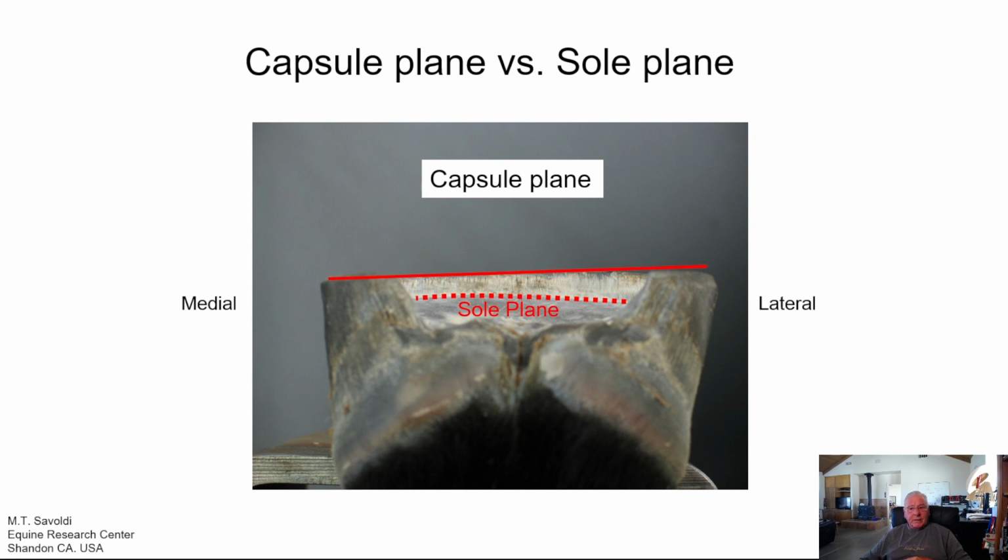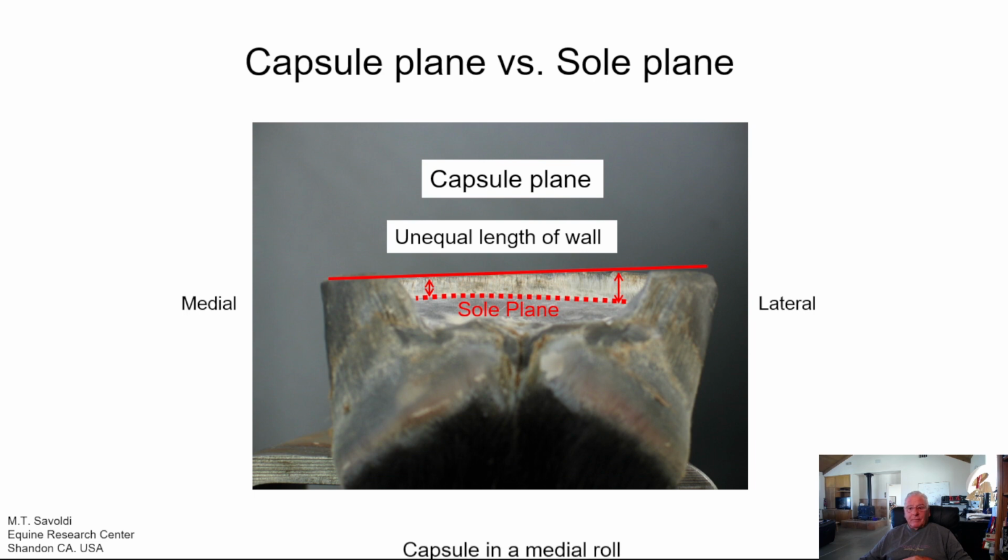So on this particular foot, the way it naturally wore, or maybe how it was trimmed, it would have unequal wall length beyond the sole plane. And so what are we looking at? How is this animal standing on its foot? It's the capsules in a medial roll.